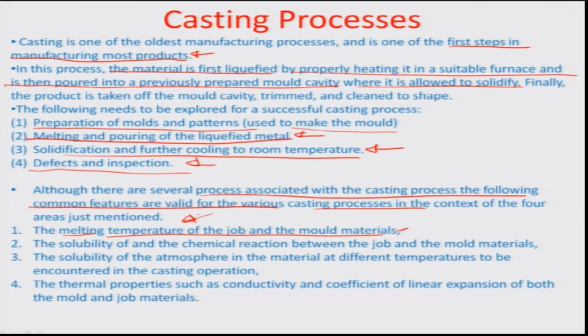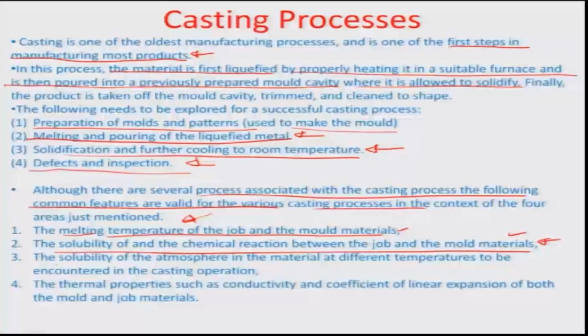The solubility of and the chemical reaction between the job and the mold materials also is a very critical aspect, because obviously there is going to be outgassing which happens from the mold. Sometimes, if there is some organic which cannot withstand this high temperature, this can be entrapped as a vapor pocket within the casting material. In some cases these may be very harmful, because primarily it may react and make the casting very brittle. Like hydrogen solubility is a major issue in castings, because excess hydrogen may make the casting very brittle. So, these are some of the issues.